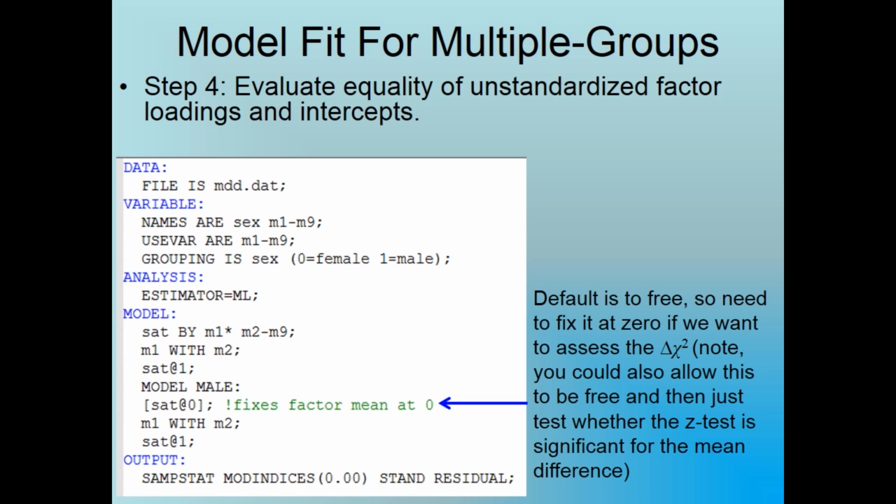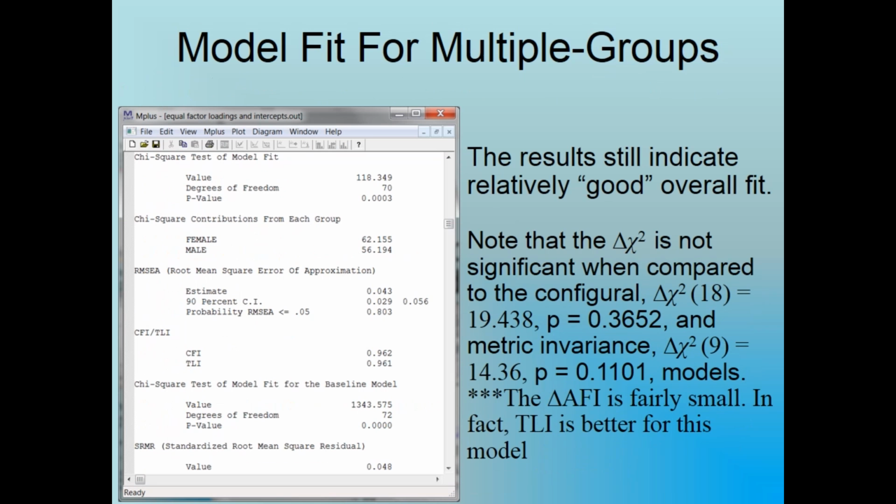Now these are the results for the model testing whether the factor loadings and intercepts are equal across groups. A couple different approaches you can take here. What most people will do is compare this model back to the configural invariance model. You're basically testing whether the factor loadings and intercepts are equal across the groups. As you can see, your degrees of freedom are 18. You have 9 degrees of freedom for your 9 factor loadings constrained to be equal across the groups, and you have 9 degrees of freedom for the intercepts, which were constrained to be equal across the groups.